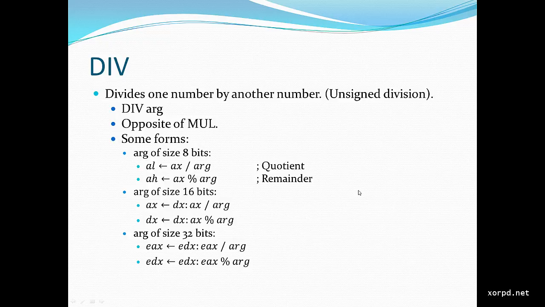The third form is, of course, of size 32 bits. This time, we are going to divide this number, eax, by arg. The quotient is going to be stored inside eax, and as usual, the remainder is going to be stored inside edx.